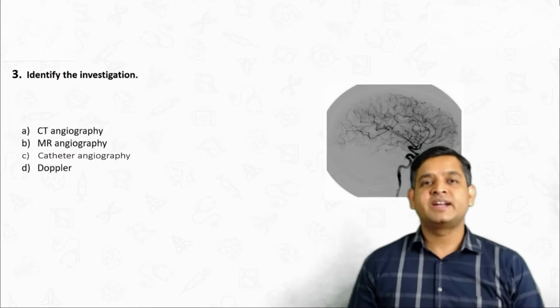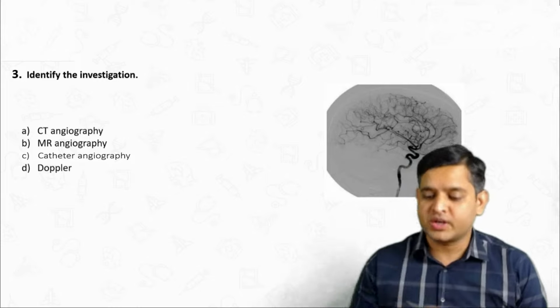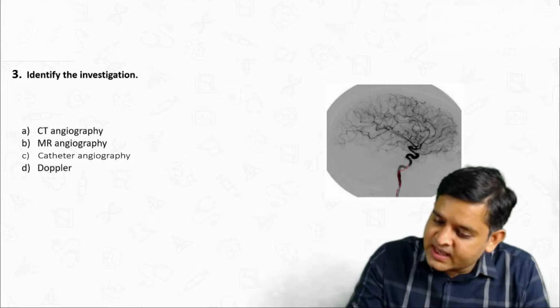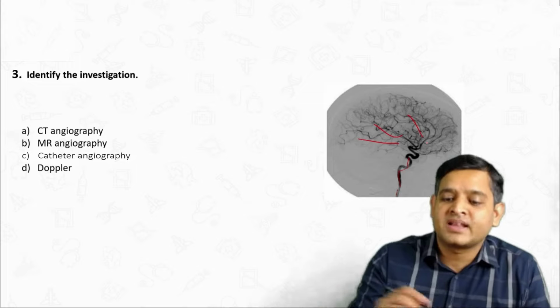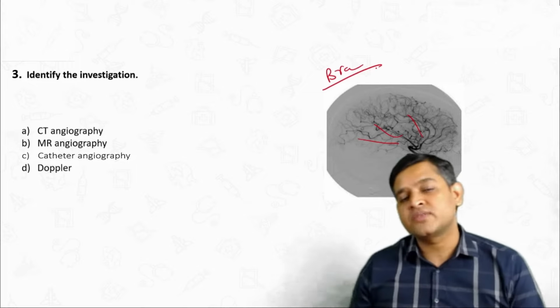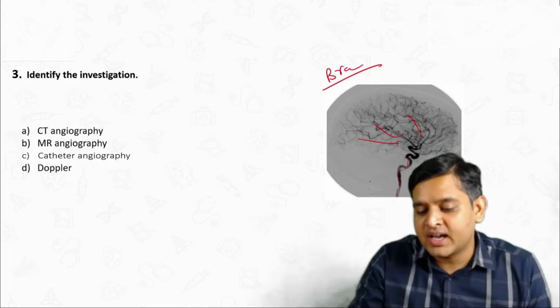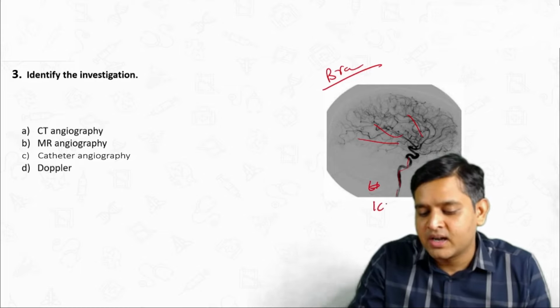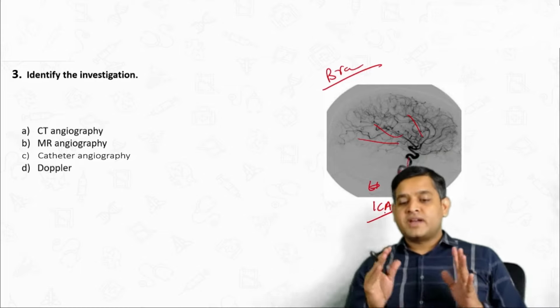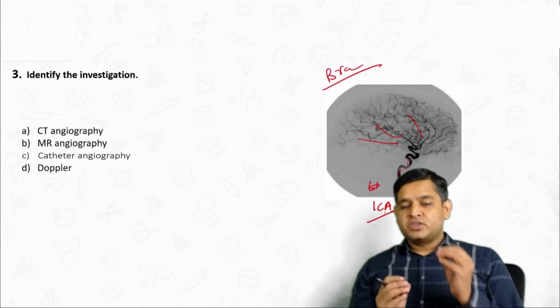Next question. Identify the investigation. So what do you see? You are seeing a small catheter and a single vessel with branching, and that is in the brain. So this is an angiography of the brain parenchyma, and you are seeing an ICA, a branch of the internal carotid artery. So please remember, whenever you see a catheter with a single vessel and its branches, it has to be a catheter angiography. Had it been a CT or an MR angiography of the brain, you would have seen both the internal carotid arteries and the entire circle of Willis like this. So this is a catheter angiography.